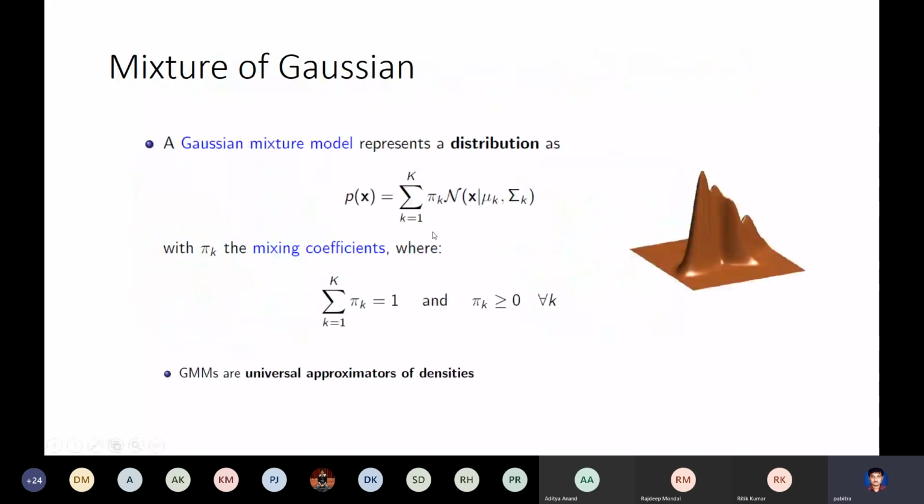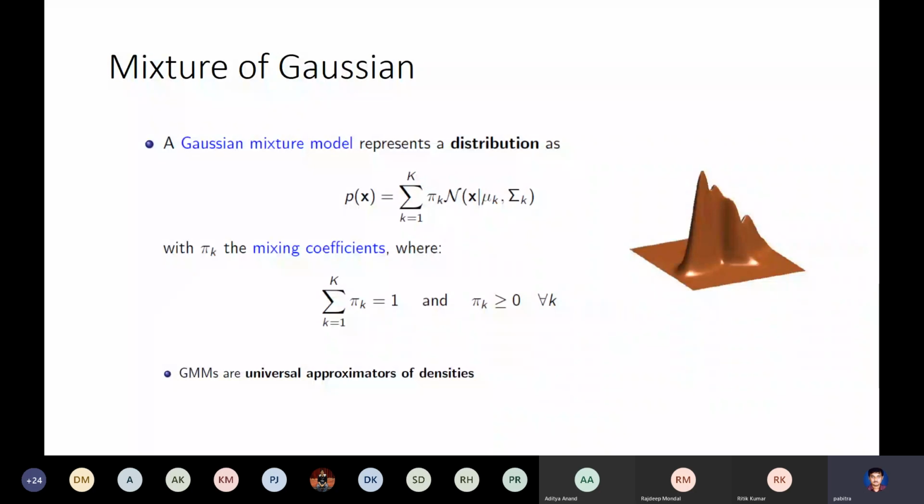Okay, so this is the sum over k of pi k N(x | mu k, sigma k), because we are doing a weighted sum. This is called a mixture, and since individual components are Gaussian, this is called a Gaussian mixture model. The final distribution, if we plot it on the z-axis, may look something like this. Okay, so it's kind of multimodal. There are several peaks in the distribution.